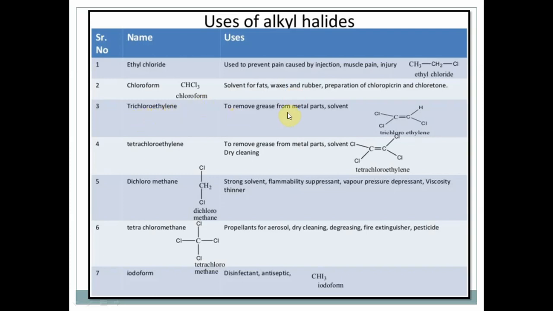Trichloroethylene is used to remove grease from metal parts and as a solvent. Tetrachloroethylene, same, removes grease from metal parts and is used as a solvent for dry cleaning. Dichloromethane is a strong solvent; it is used for flammability, vapor pressure depressant, viscosity thinner. Tetrachloromethane: propellants for aerosol, dry cleaning, degreasing, fire extinguisher, pesticides. These are the uses of tetrachloromethane.